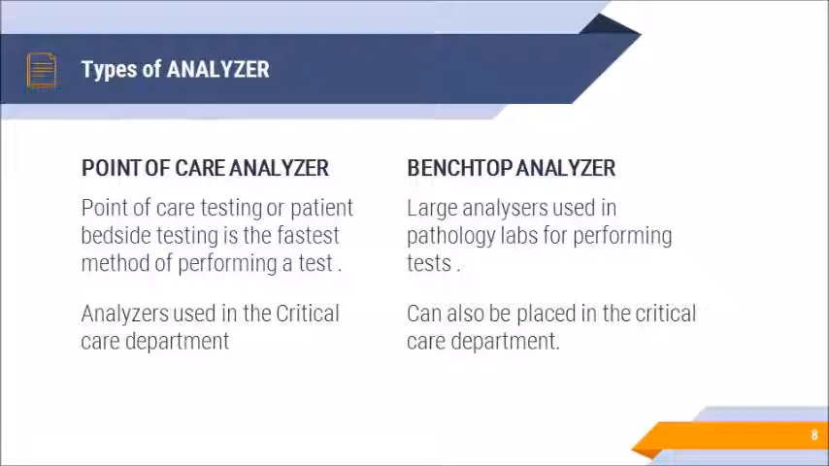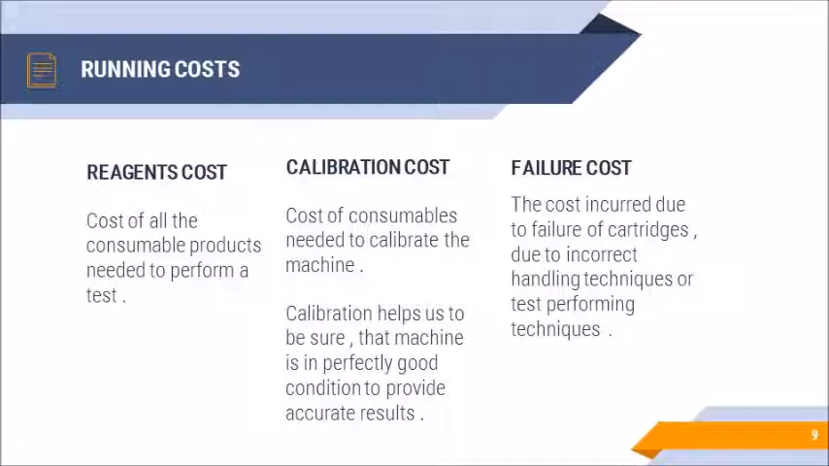Now, the running cost. It is always important to see the capital cost as well as the running cost of the machine. There are three major running costs that you need to question the salesperson about when you are considering the purchase of medical equipment. One is the reagent cost. All the major analyzers have different consumables which are proprietary to each technology. So the cost of the consumable products needs to be taken into consideration.